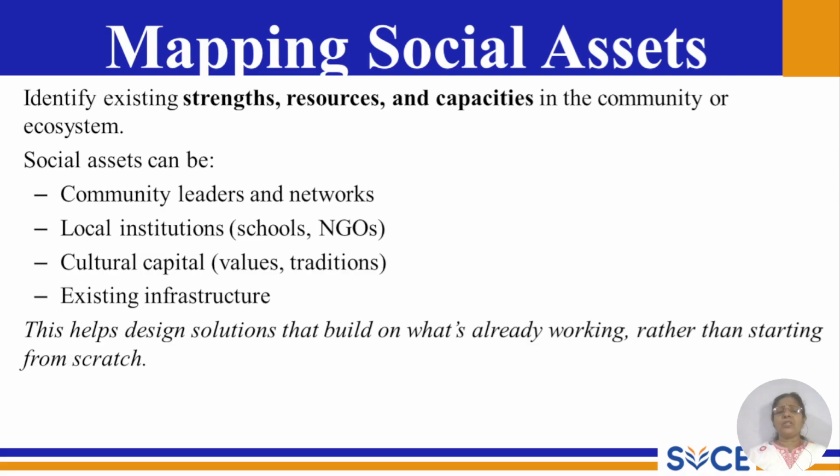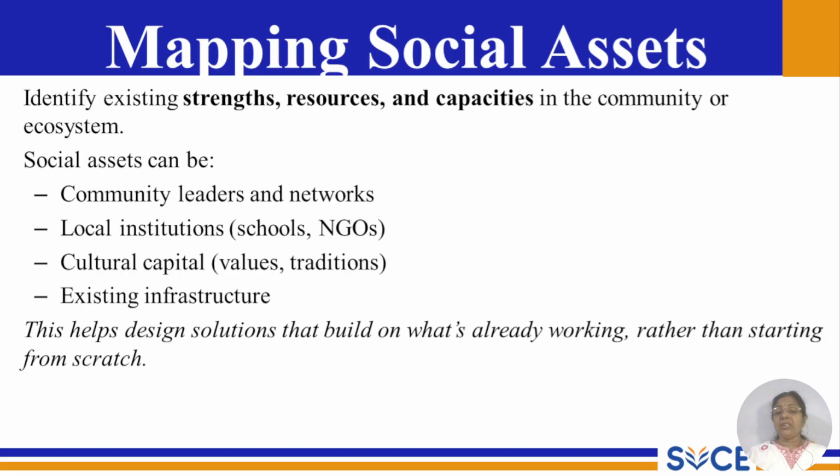So, mapping social assets. Society has got some assets, and we have to link with those things and identify existing strengths, resources, and capacities in the community or ecosystem. What is the strength of that particular society, what resources do they have, and what is the capacity in the community or in the ecosystem? We need to map that. That is called social assets.